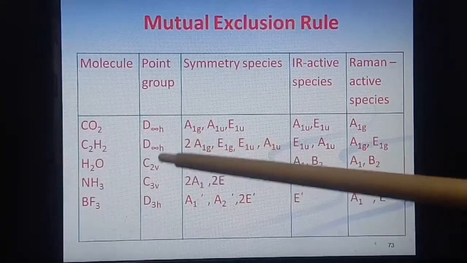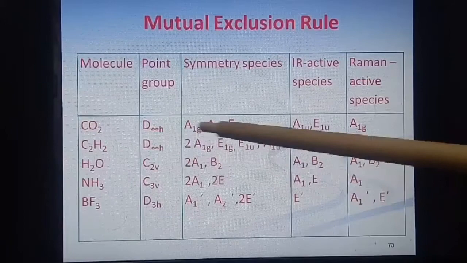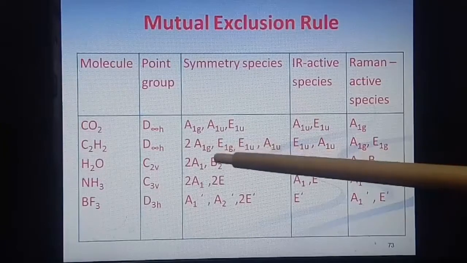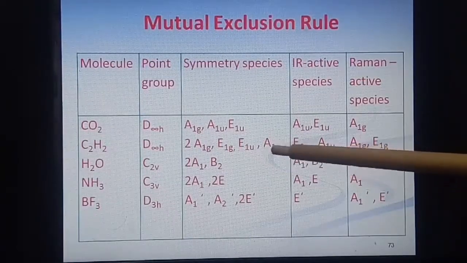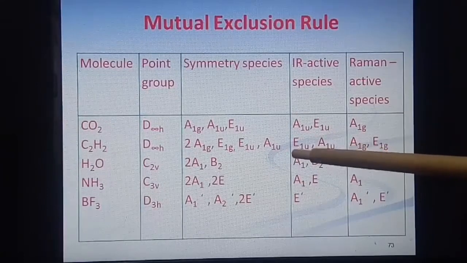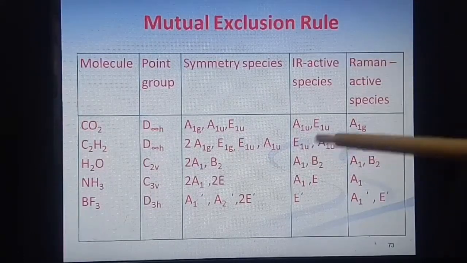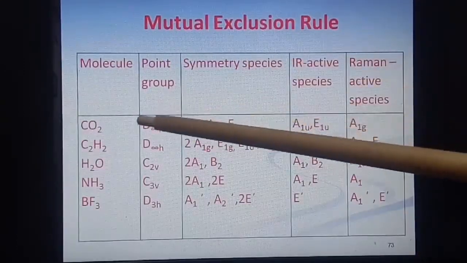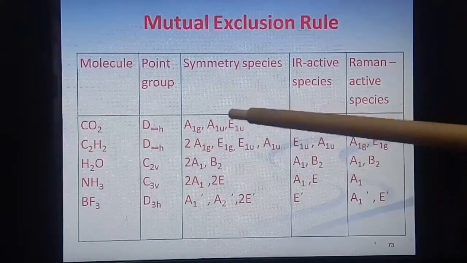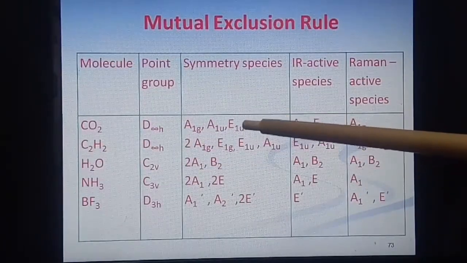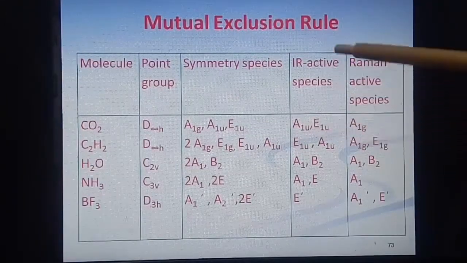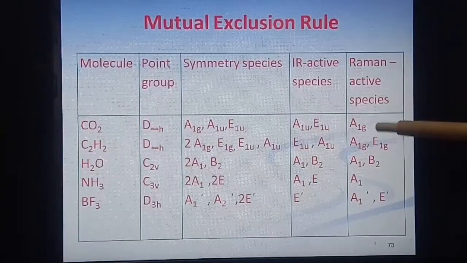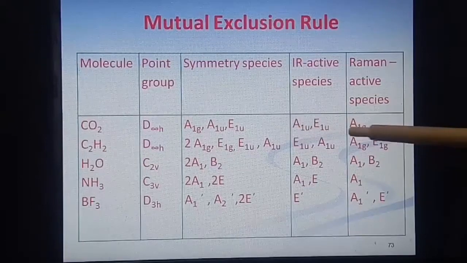C2H2 is also D∞h point group, and the symmetry species are 2A1g, E1g, E1u and A1u. So the u species, that is E1u and A1u, are IR active, and A1g and E1g are Raman active. These two molecules are centrosymmetric, and in these molecules the modes belonging to u symmetry are IR active and those belonging to g symmetry are Raman active. No mode can be both Raman and IR active.